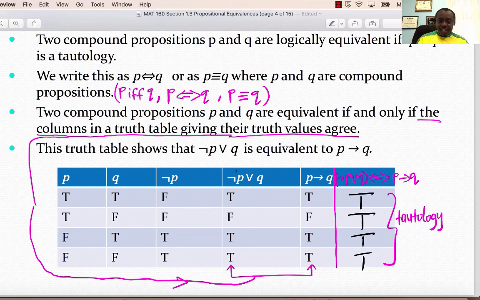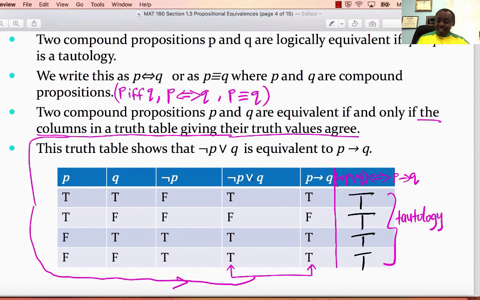So let's verify that. We have two propositions, so we're looking at 2 to the 2, which is 4 truth values. Here we are. That's P, that's Q. We have not P, and then we go with the first compound proposition, not P or Q. Not P or Q gives us this column, and we move on to P implies Q. It gives us this column right here, and we observe that in this column, not P or Q, and the other column, P implies Q, the truth values agree. So we can stop right here and conclude that these two compound propositions are equivalent.